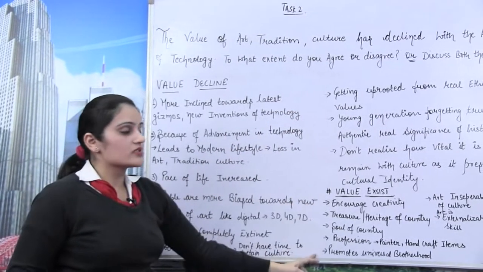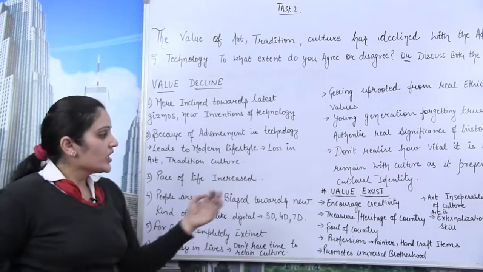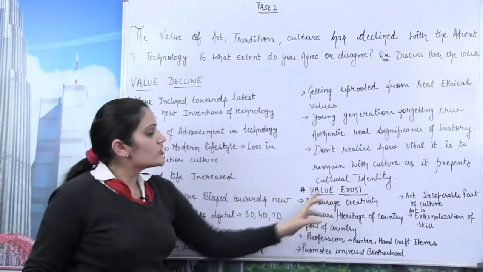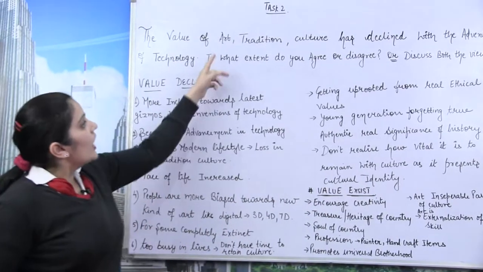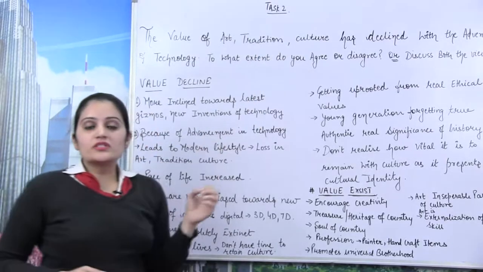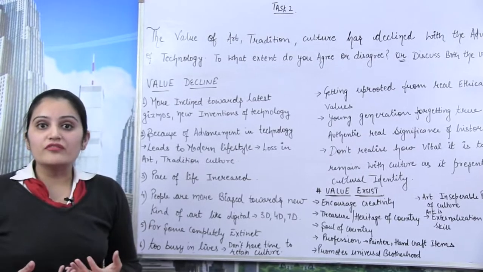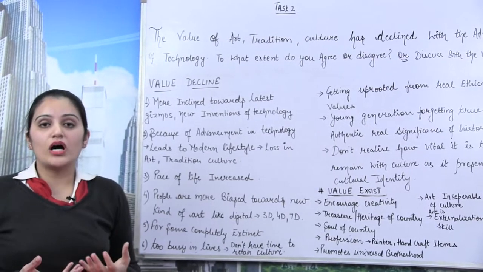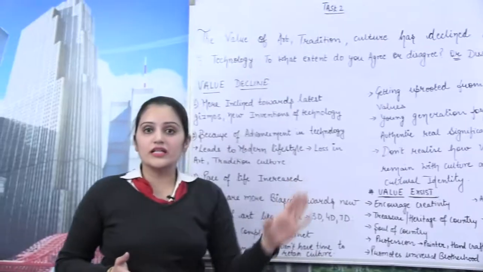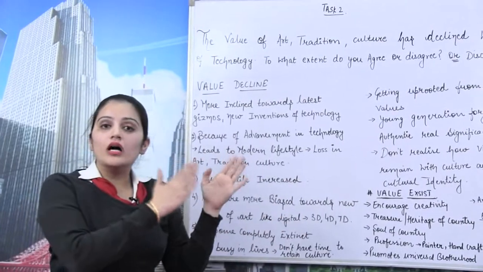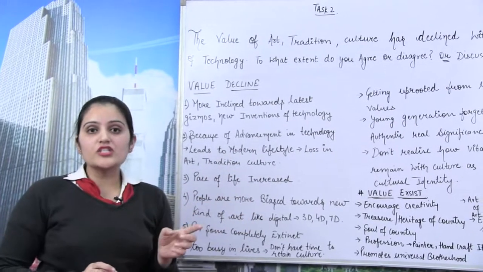So both points will be discussed, but it depends upon you which points you choose and what you write. For the value exists side, some people say that the value of art, tradition and culture still exists, because why? They have a different feeling, different views about art, tradition and culture, because they think that it encourages creativity.